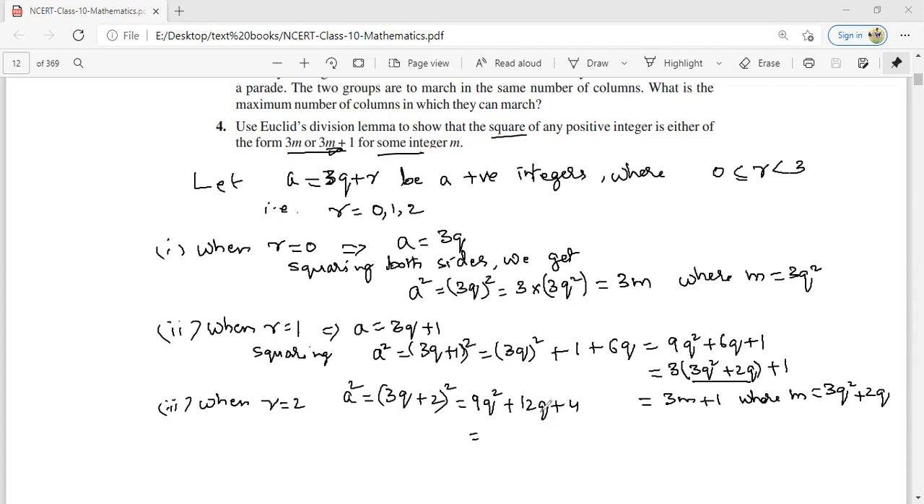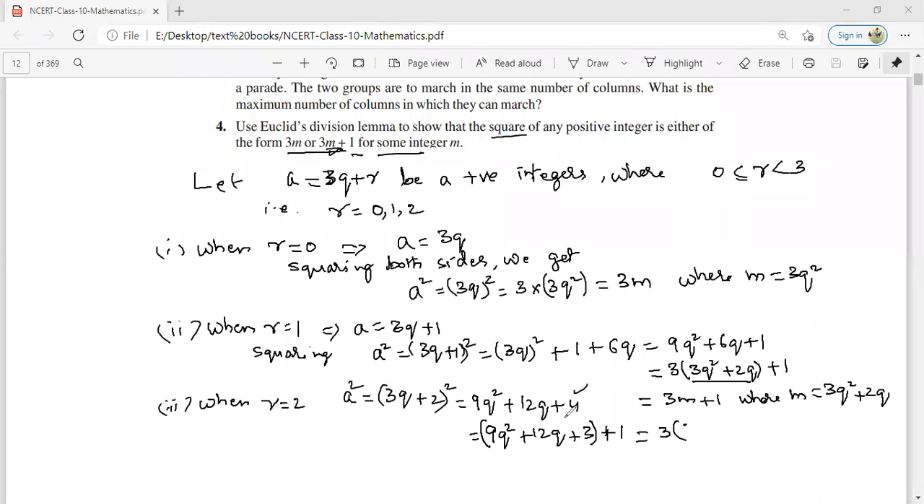Here you have to see how to convert into this form. You have to split this 4 into 3 and 1. So 9q square plus 12q plus 3 plus 1. Why? Because we have to convert to 3m plus 1. 3 is not common if we take 4, so we separate this part. Now 3 can be taken common.